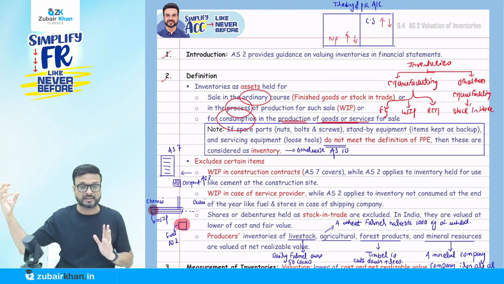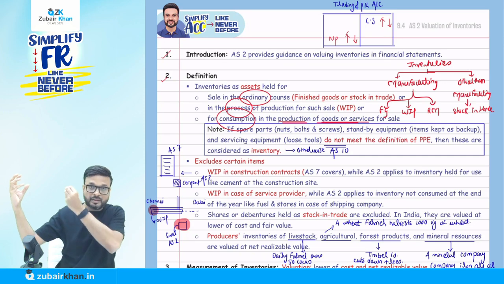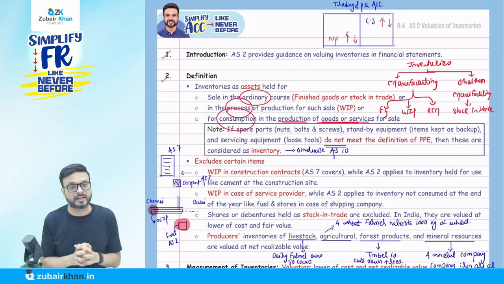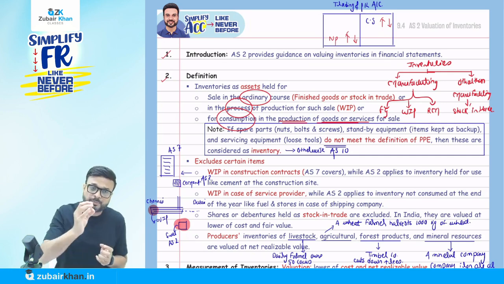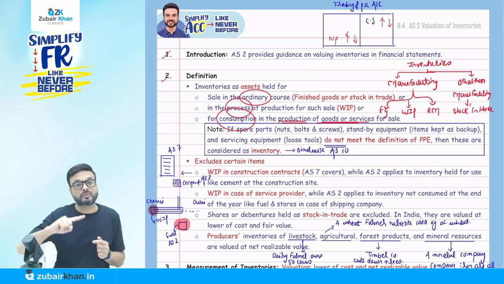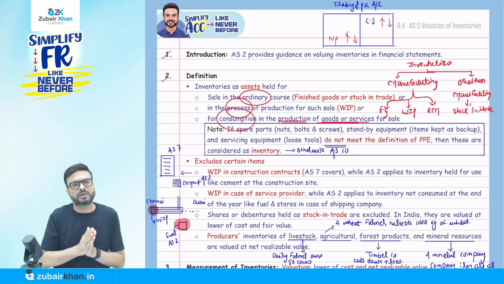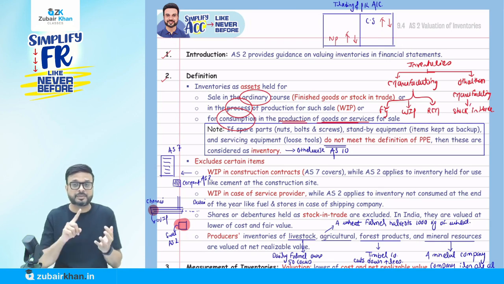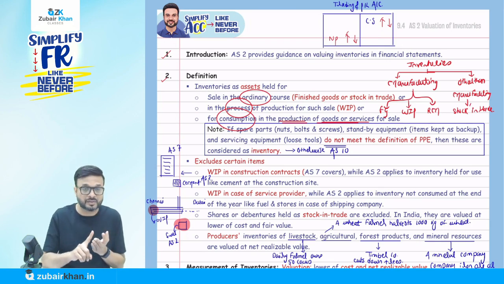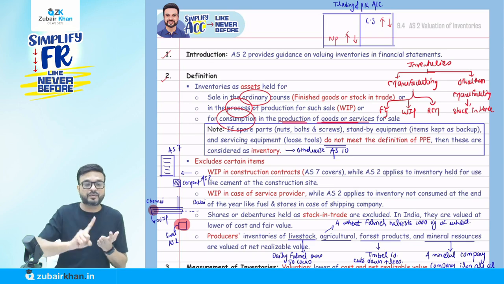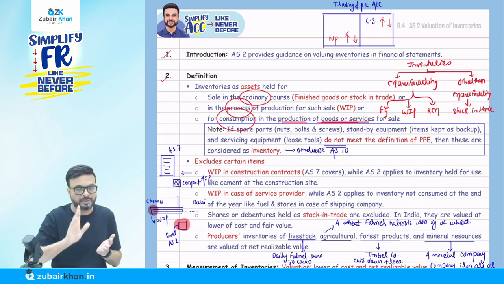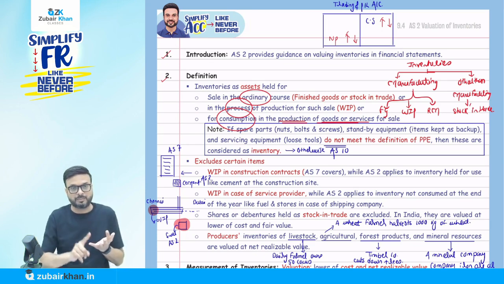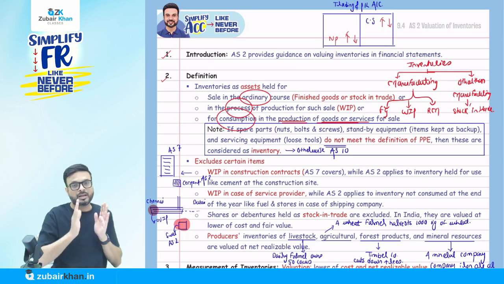Now the question arises, sir, what do you mean by this? When they meet the definition of PPE, we have not yet covered accounting standard 10, that is property, plant and equipment. This point will come there also. When you come to know about the definition of PPE, you will understand this point. For the time being, understand that if these three items, spare parts, standby equipment and servicing equipment, meet the definition of PPE, then we are going to call it PPE. They will be booked under accounting standard 10.